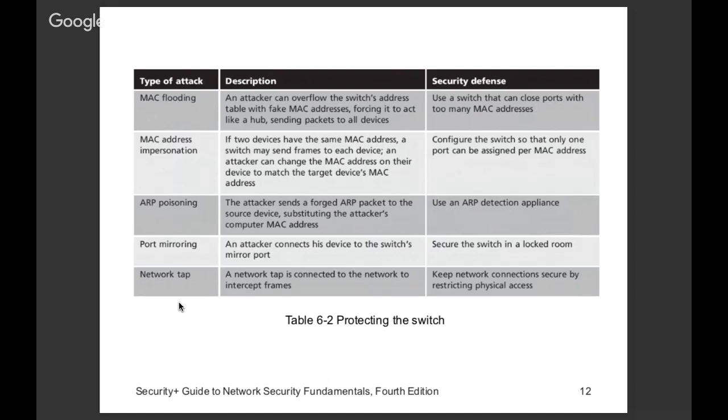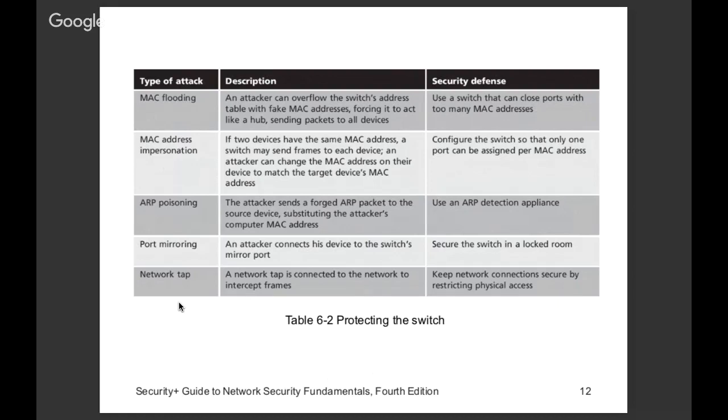Configuring the switch so that only one port can be assigned per MAC address is a way to harden a network so it does not allow spoofing. So if it sees more than one MAC address out there, it'll block the second one. The first one's going to be the real one it's tied to. The second one it doesn't allow.